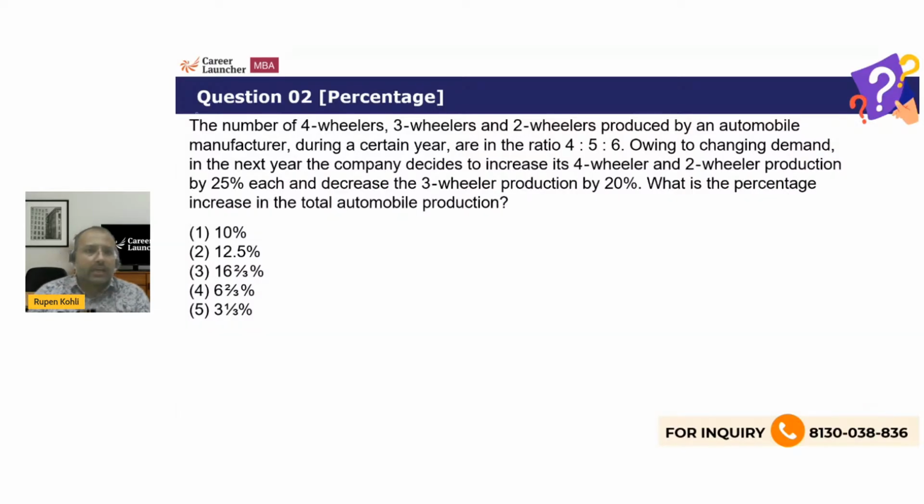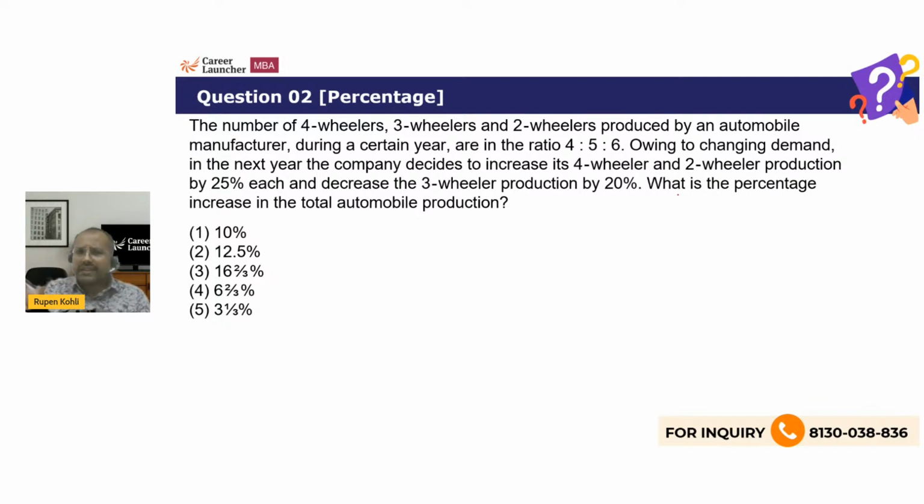The number of four-wheelers, three-wheelers, and two-wheelers produced by an automobile manufacturer during a certain year are in the ratio 4:5:6. Three things, the ratio. Owing to changing demand, in the next year, the company decides to increase its four-wheeler and two-wheeler production by 25% each and decrease the three-wheeler production by 20%. So percentage changes are happening to the numbers. What is the percentage increase in the total automobile production?